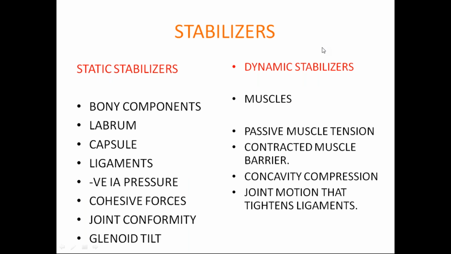Coming to the stabilizers of the joint, they are of two types: static stabilizers and dynamic stabilizers. Static stabilizers are mainly the bony components and ligaments, whereas dynamic stabilizers are mainly the muscles around the shoulder joint. Static stabilizers are the bony components, the labrum, the capsule and the ligaments. Also there is a negative intra-articular pressure within the joint that provides static stabilization, along with cohesive forces, joint conformity and glenoid tilt. Dynamic stabilization is mainly by the muscles.